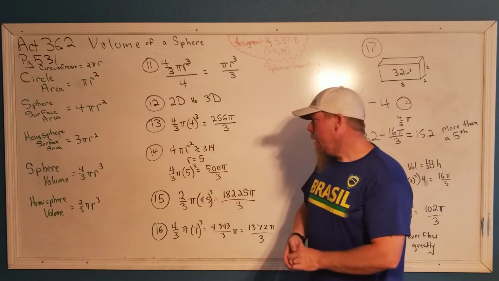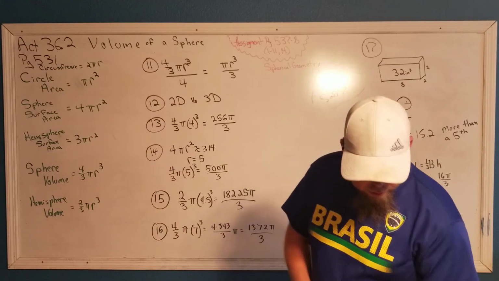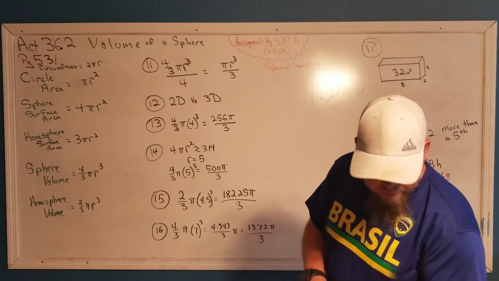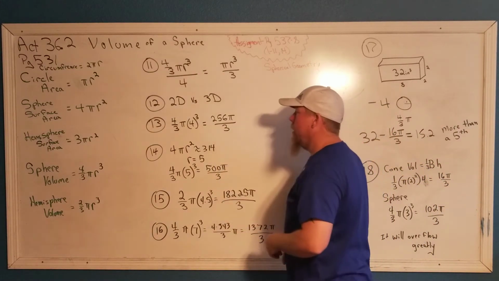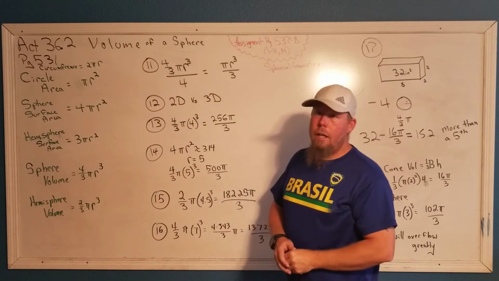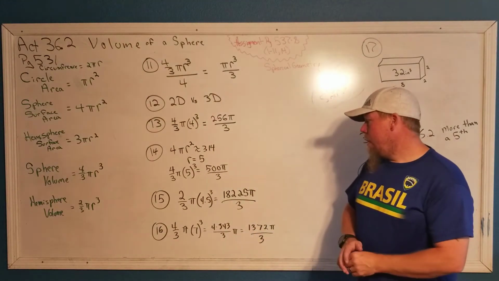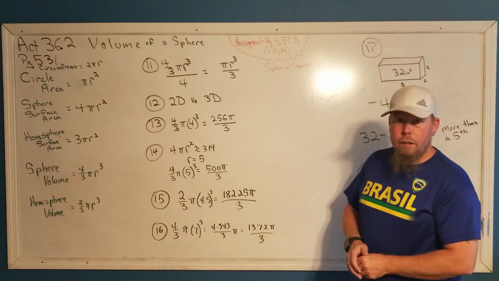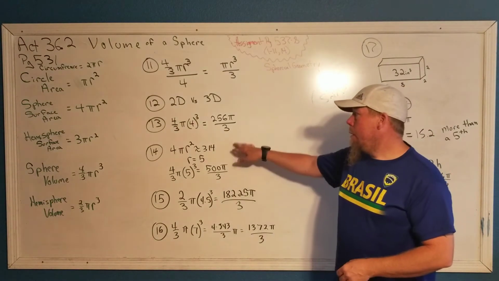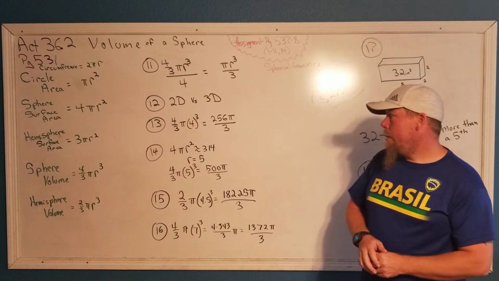13 talks about finding the volume given the diameter is 8, which means the radius is 4. So that would be 256 pi over 3 once you plug that in. For all of mine, I'm going to give you kind of the fractional answer, and you're welcome to plug that into a calculator to verify your decimals, okay? So number 13 would be 256 pi over 3.